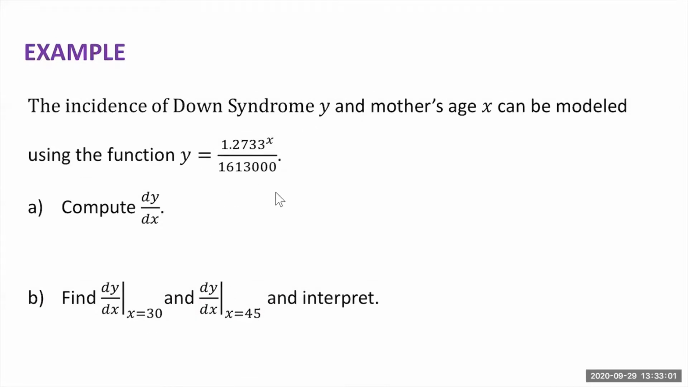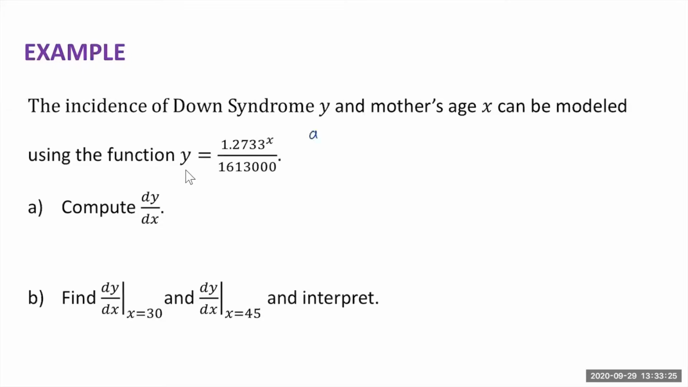So first let's find the derivative, that is the change in y with respect to x, that is the change in the incidence of Down syndrome with respect to the mother's age. When the age increases, whether the Down syndrome that can be seen in the newborn increases or not. We are going to calculate that.